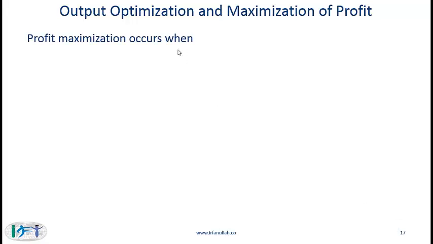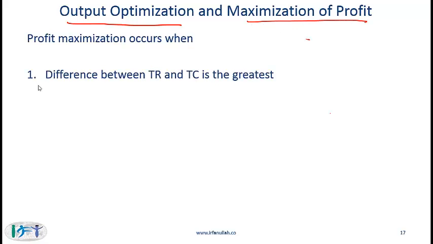We'll now talk about output optimization and maximization of profit. Profit maximization occurs when the difference between total revenue and total cost is the greatest. This is a fairly intuitive concept. Another strategy is to say that profit maximization occurs when marginal revenue is equal to marginal cost. This is what I said on the previous slide, and we will talk about why this is the case.